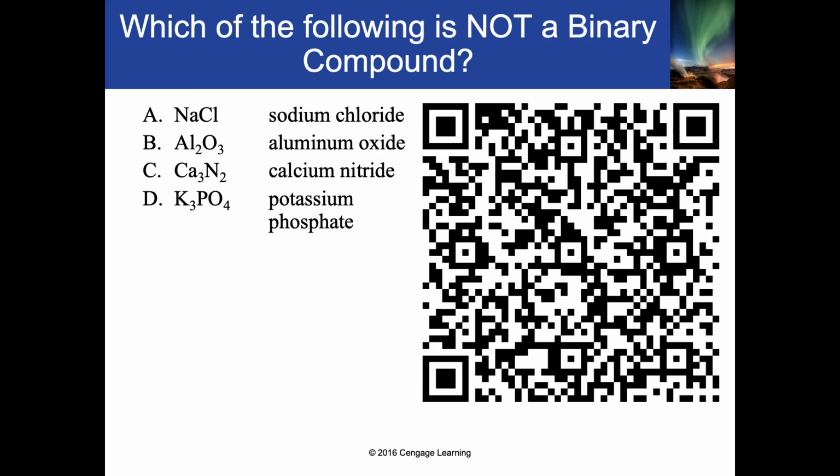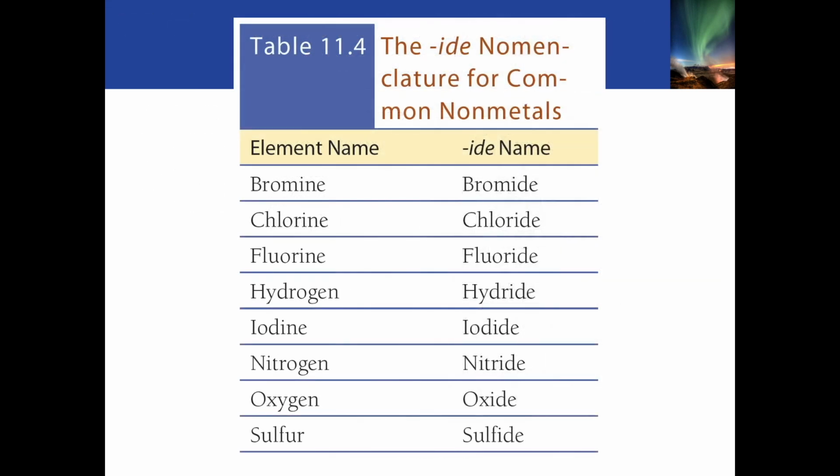All right. So here are some other compound names, right? We have bromine, which becomes bromide. Chlorine becomes chloride. Fluorine becomes fluoride, like fluoride toothpaste, right? Hydrogen becomes hydride. Iodine becomes iodide. Nitrogen becomes nitride. Oxygen becomes oxide. Sulfur becomes sulfide. Good stuff.